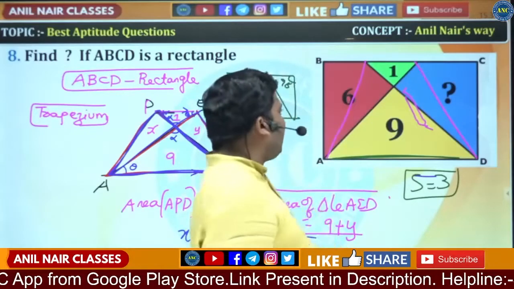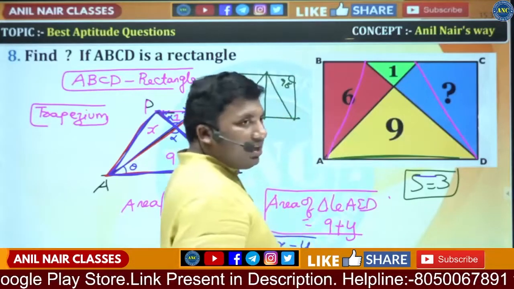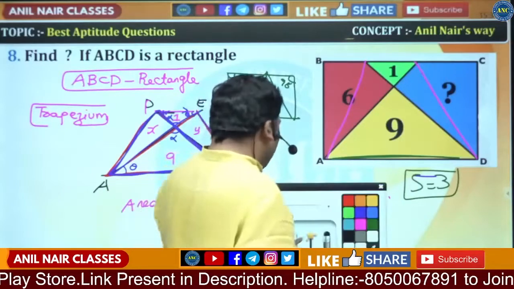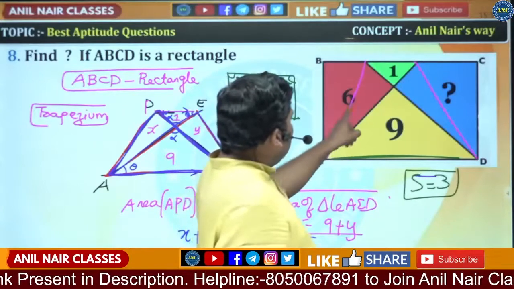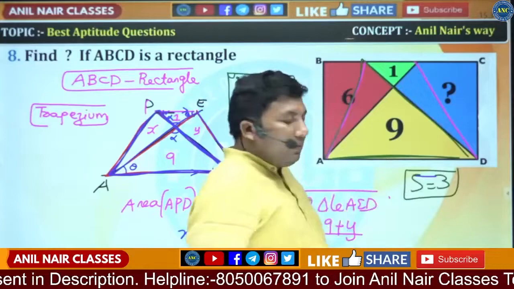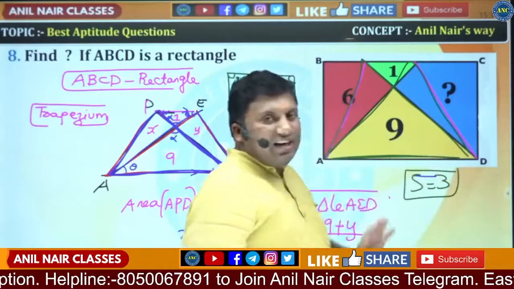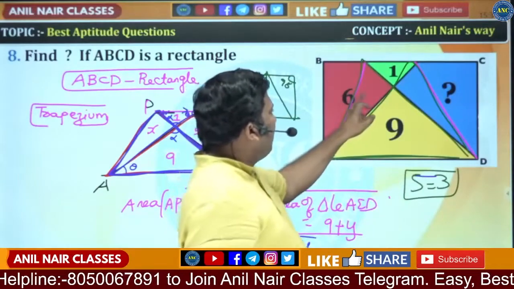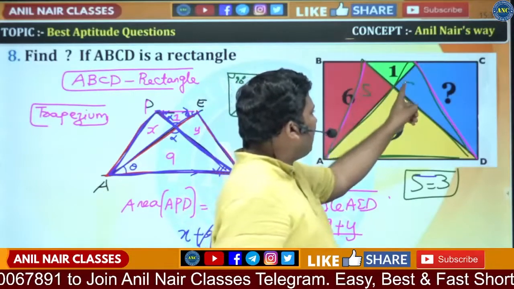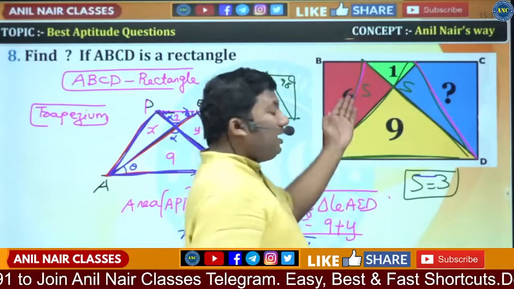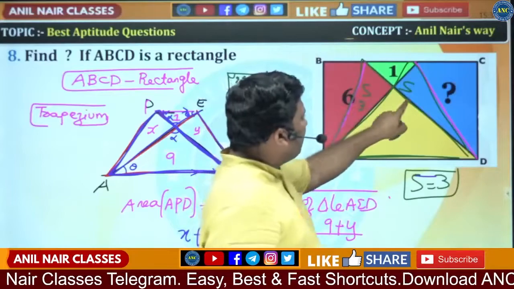AD and BC, it's a rectangle. So I got a trapezium. In that trapezium, what I did? Next point, if I see here, these triangles, base is AD. So obviously the areas will remain the same. This plus this is equivalent to this plus this. So automatically both will be the same, S and S. There is a property, S square equivalent to 1 into 9. So S will become 3.